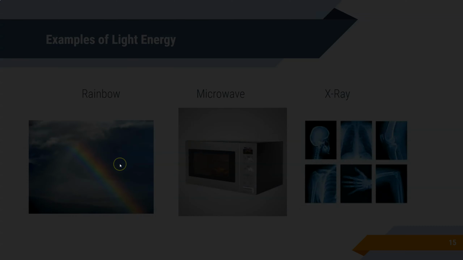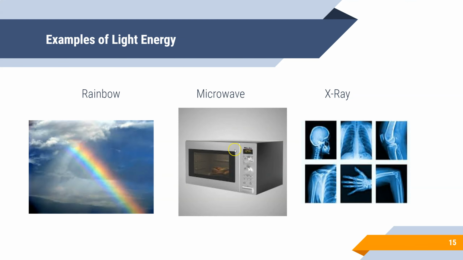But maybe you've even seen a microwave, right? The waves are created by light, actually. Or even a rainbow. Light energy and colors are even just forms of light. Or even an X-ray, right? That allows you to see inside of a body. All of these are examples of light energy.